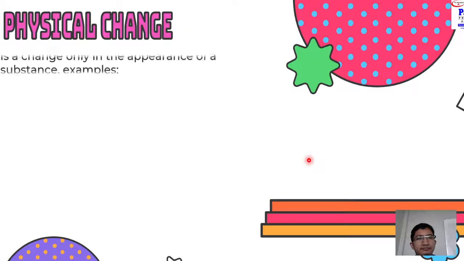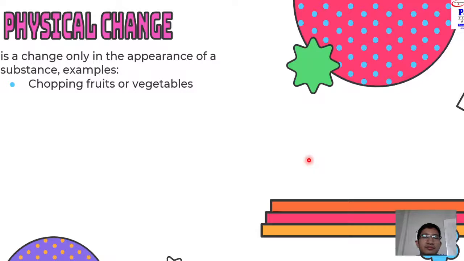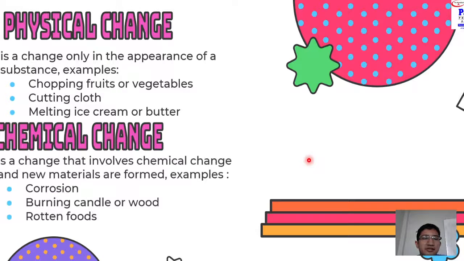So what actually happened? Physical change is a change only in the appearance of a substance. For example, chopping fruits or vegetables, cutting clothes, melting ice cream or butter. While chemical change is a change that involves a chemical reaction, and new materials are formed. Examples are corrosion, from a good metal into a brownish metal, burning candle or wood, and rotten food. So the change in a burning candle is actually a chemical change. Because why? Because the candle evaporates or is gone and it changed into other forms of material.